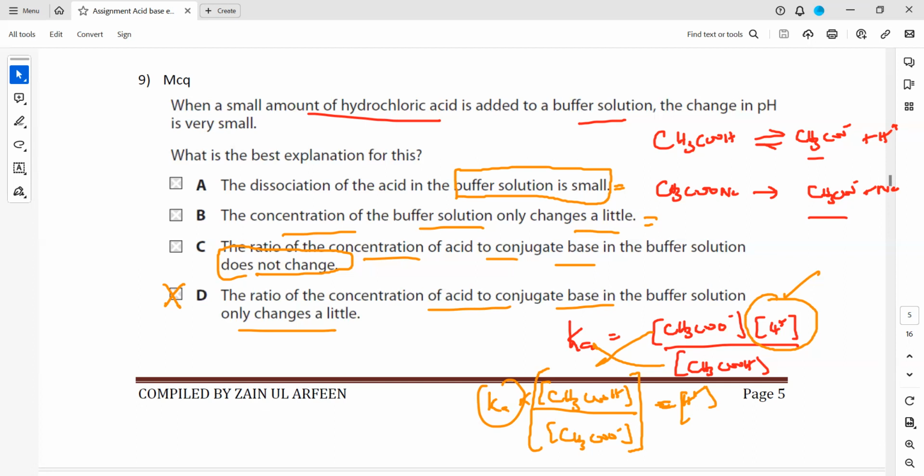So when we add a small amount of acid or an alkali, there will be a very small change in the ratio, because we have a bulk of these ions. The conjugate base is coming from the acid as well as the salt. So we have a bulk, an excess, of these ions. These ions are so many that even if a small change in number occurs, the overall change will be negligible.